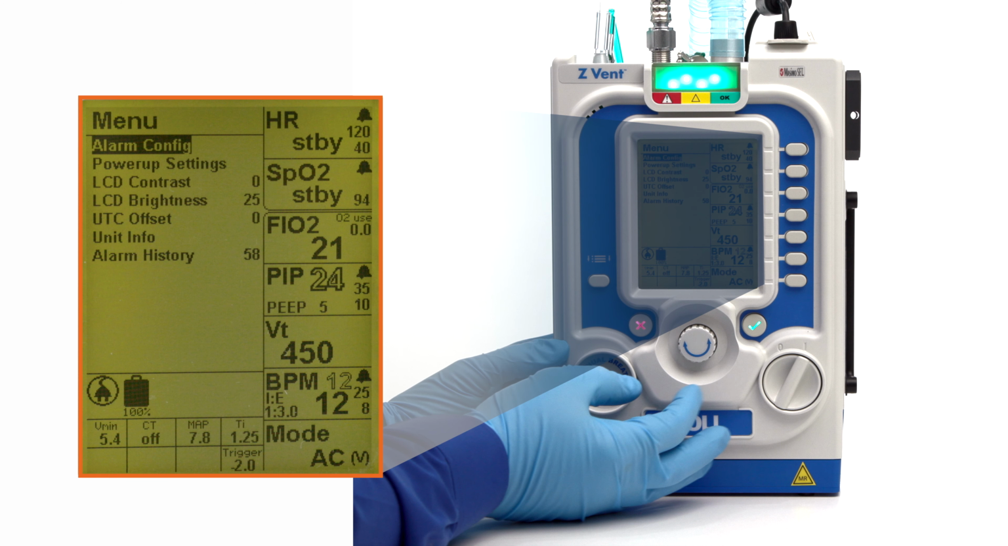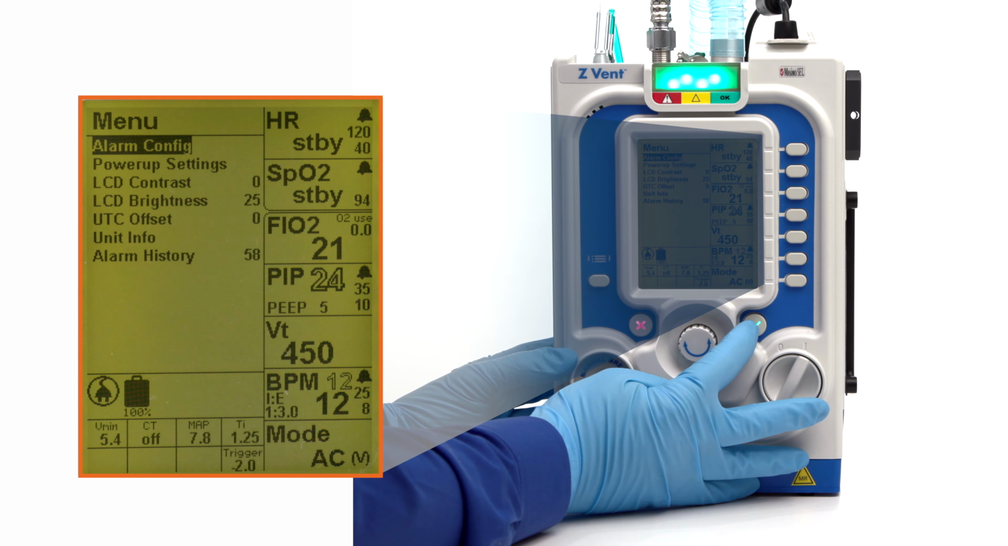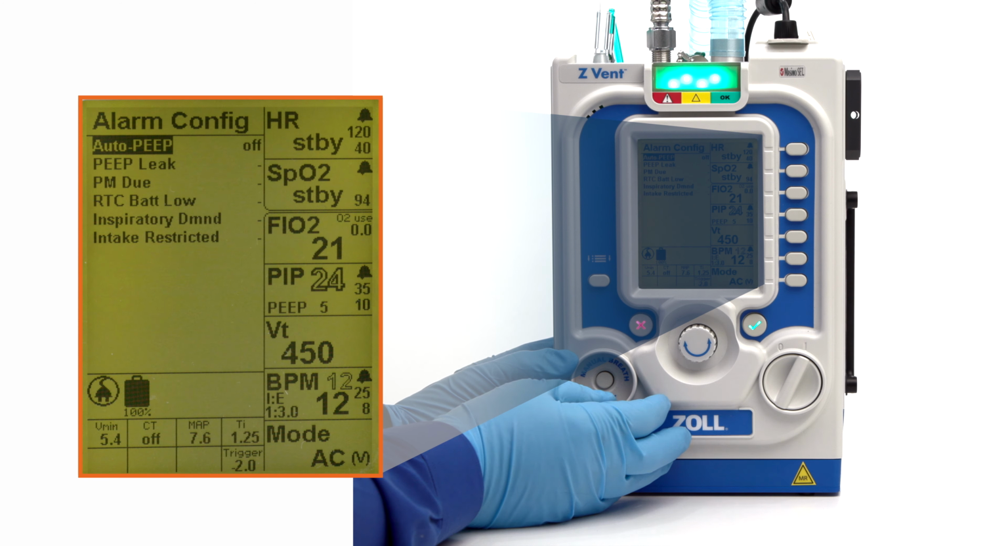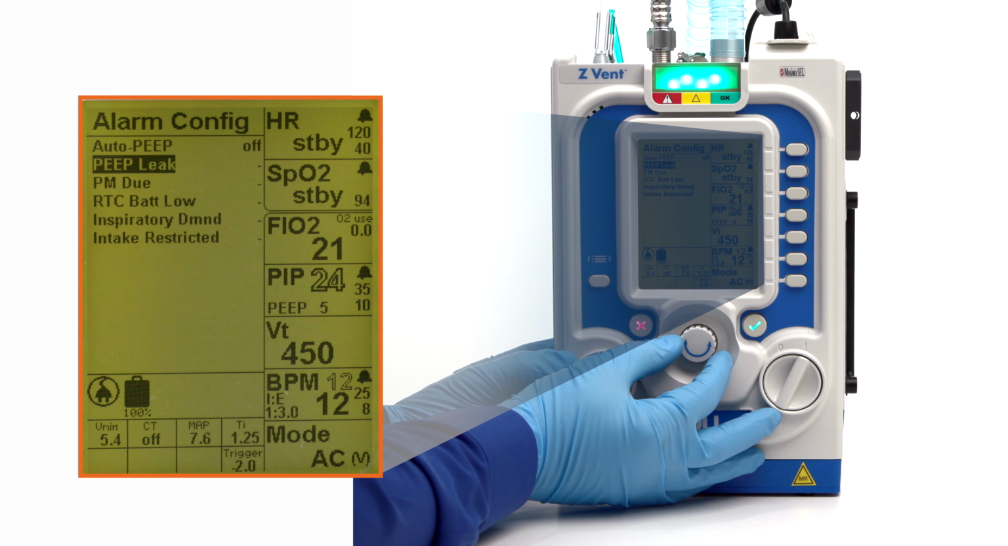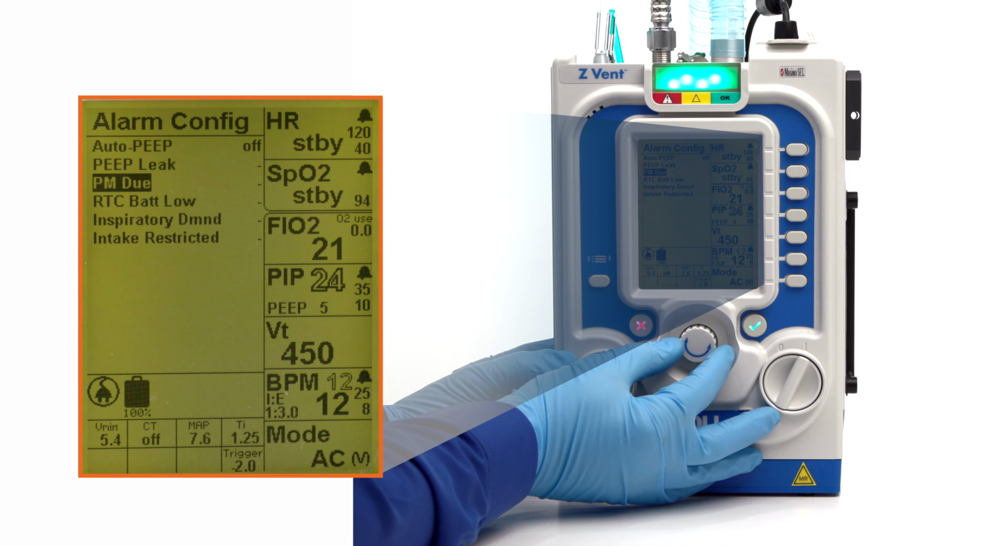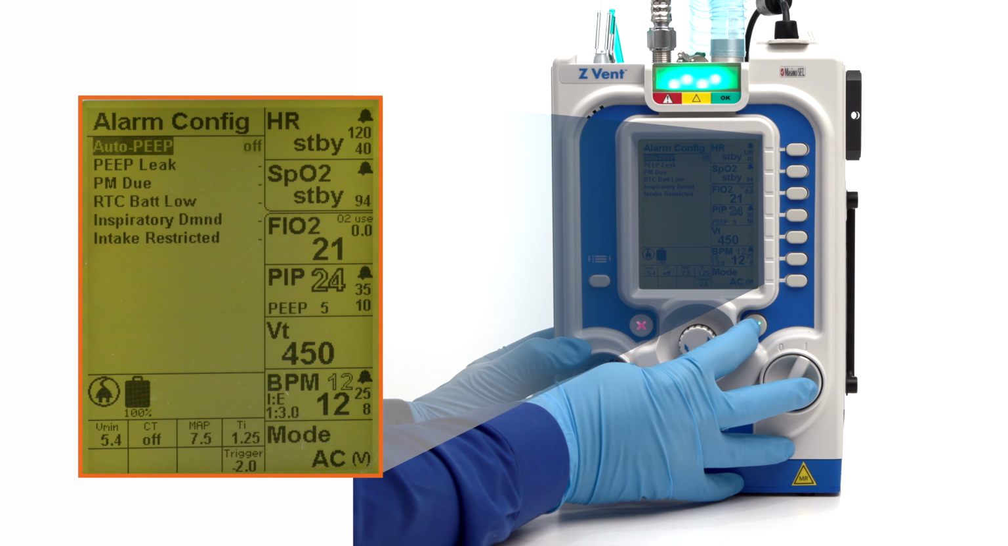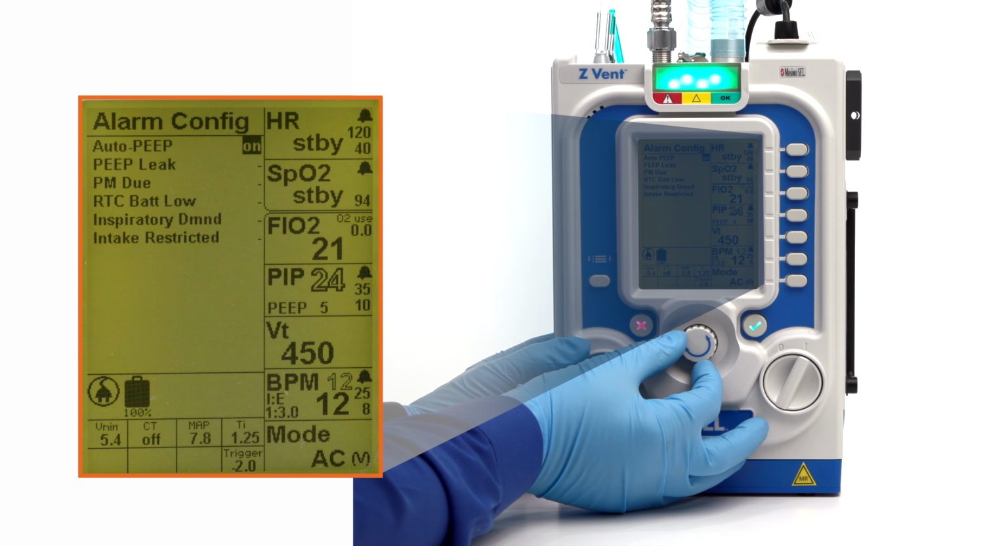The Alarm Configuration submenu allows the user to enable or disable the audible and visible alerts associated with potential nuisance alarms. To access the Alarm Configuration submenu, use the selection dial to navigate to the menu option and press the Accept button. These alarms include Auto Peep, Peep Leak, Preventative Maintenance Due, Battery Low, Inspiratory Demand, and Intake Restricted. Only the Auto Peep alarm can be enabled or disabled at startup. The other alarms can be disabled once they are triggered.